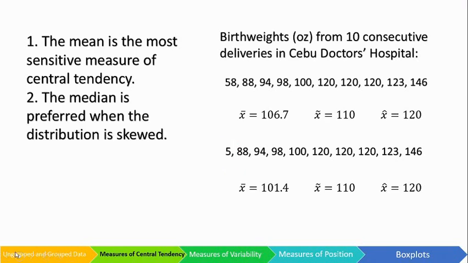The median is preferred when the distribution is skewed, just like in the second example. A skewed distribution is when data points cluster to one side of the distribution, which in this case is towards the right. There's only one data point on the left, which is 5. So in this case, the median of 110 is the most preferred measure of center.